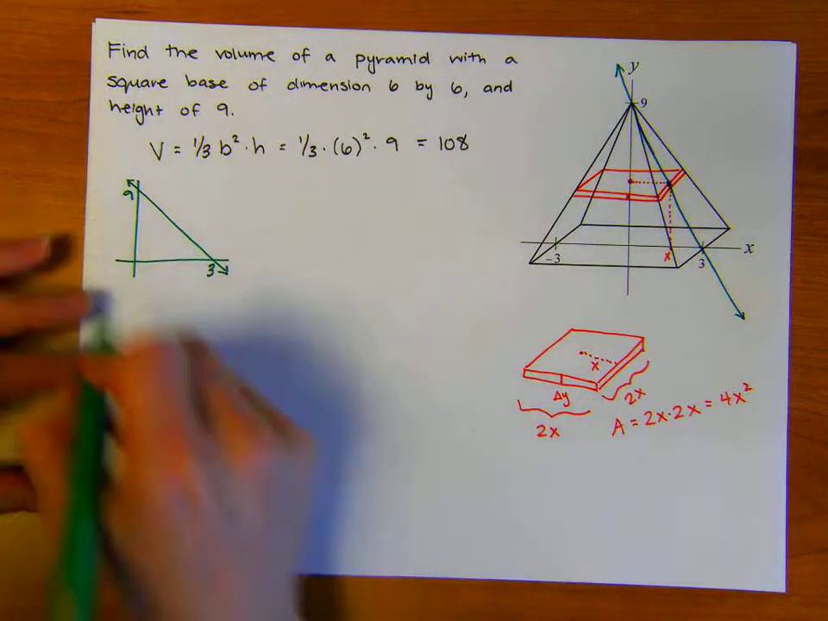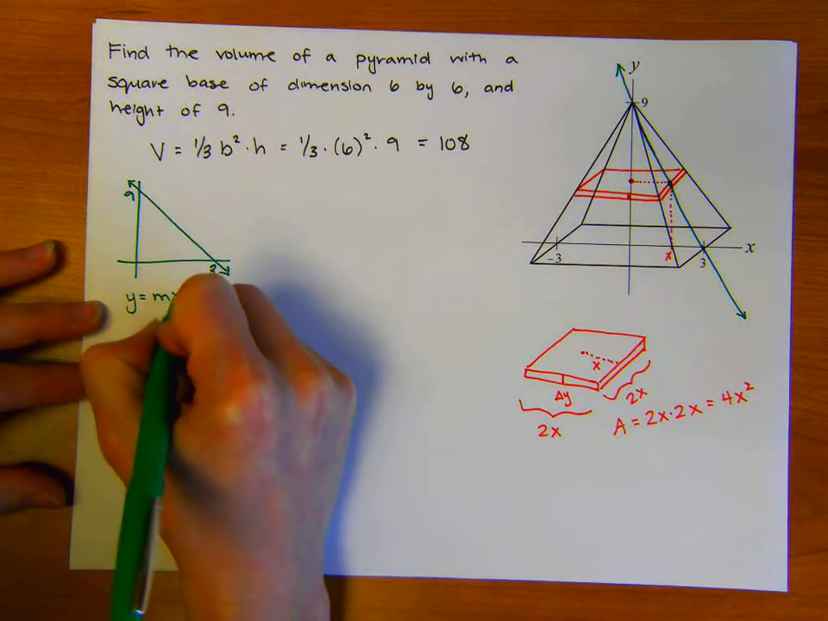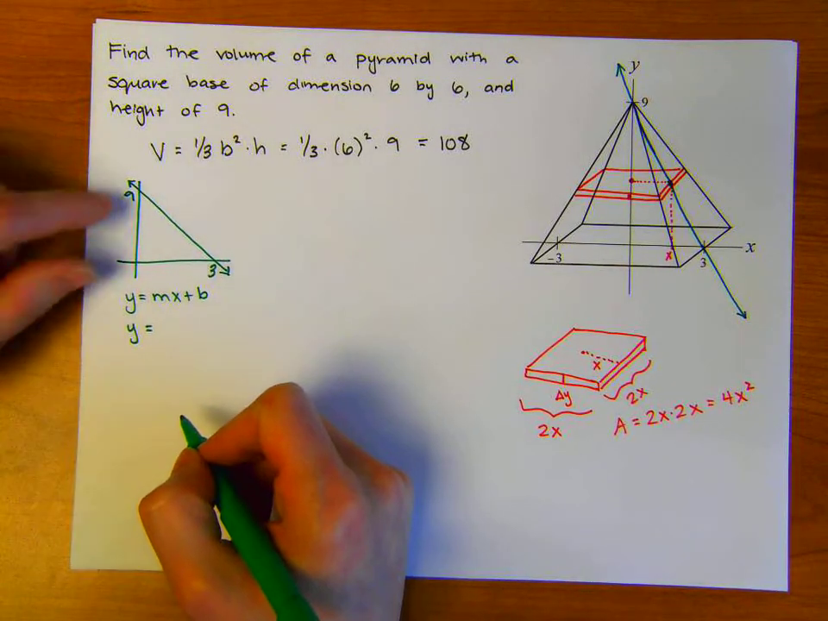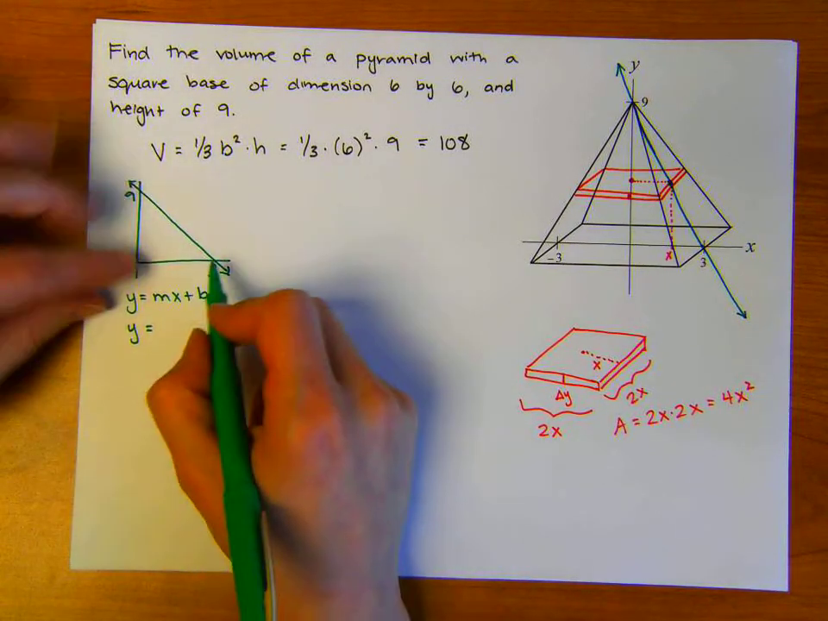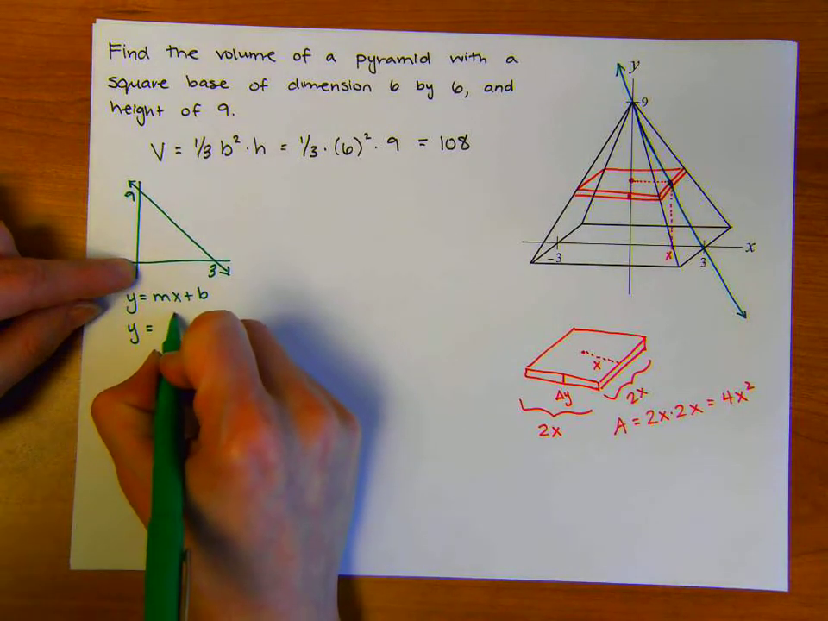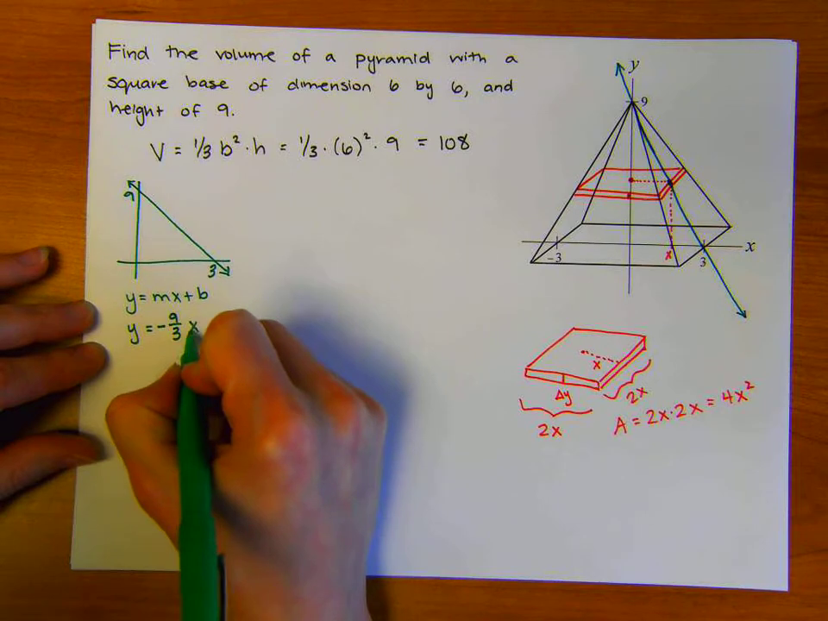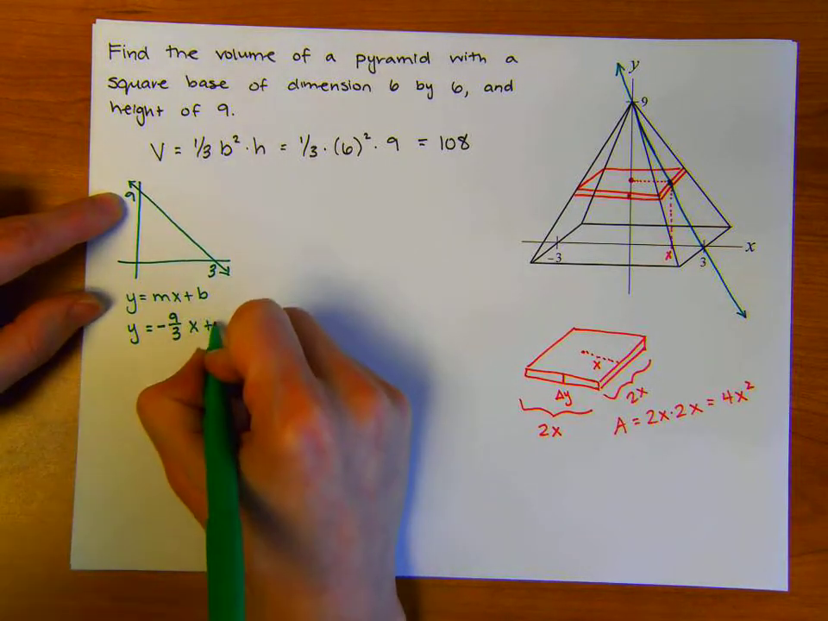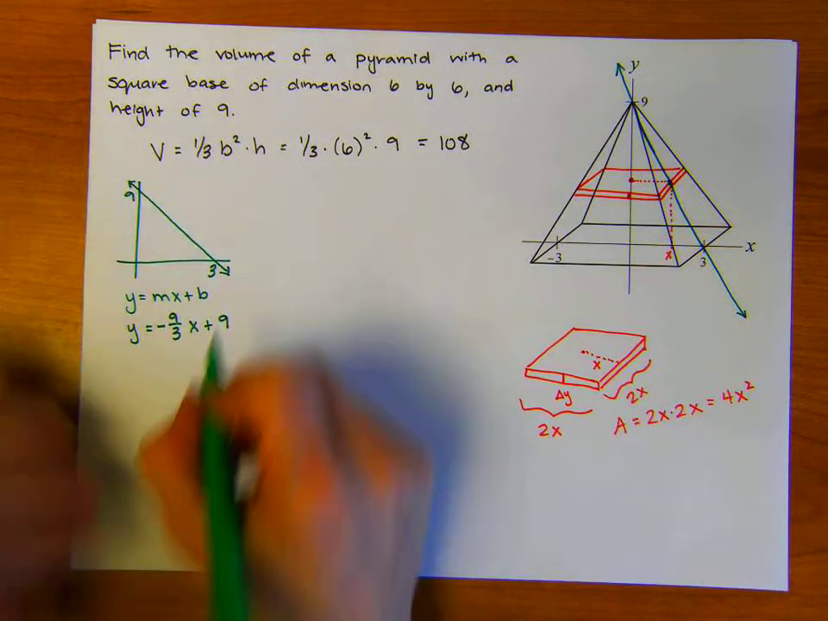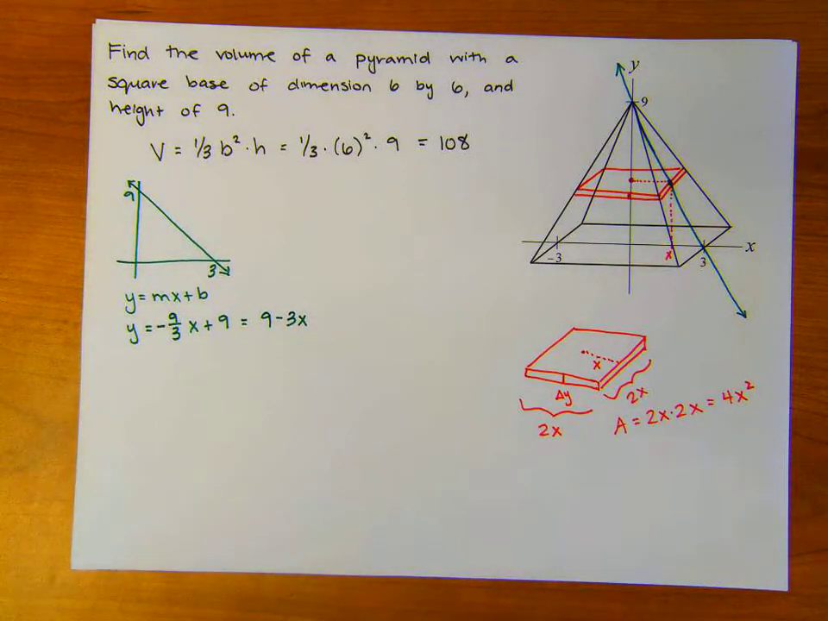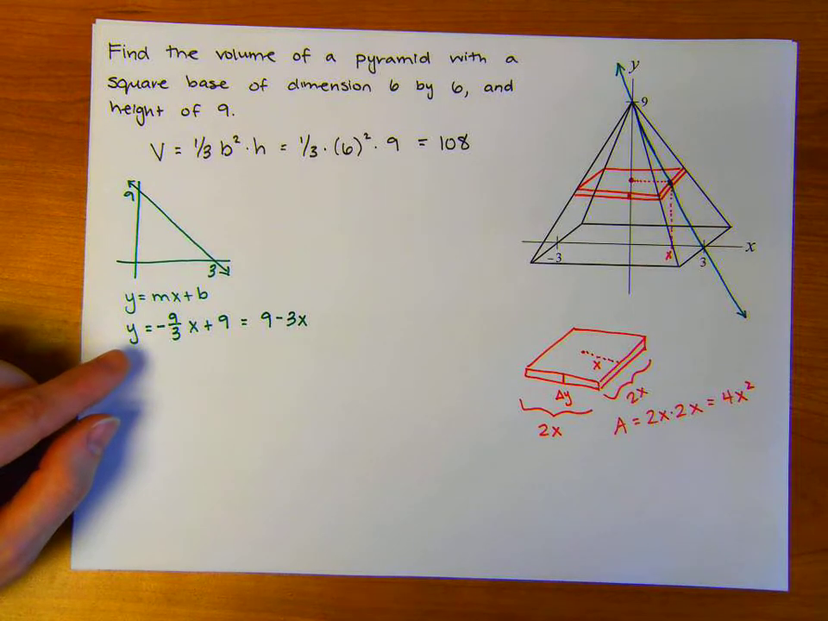So we need our equation of the line, which is going to be mx plus b. I see that the slope is a rise of 9 and a run of 3, so it's going to be 9 over 3. But I also see it's a negative slope, and my y-intercept is 9. So I'm going to write it this way: 9 minus 3x is the way that we can relate x and y.